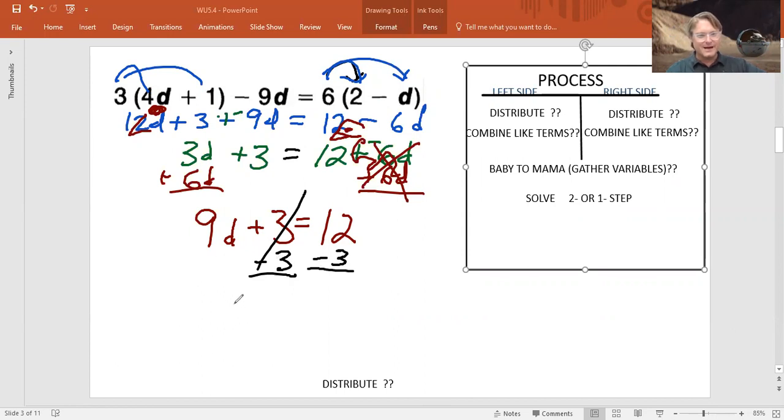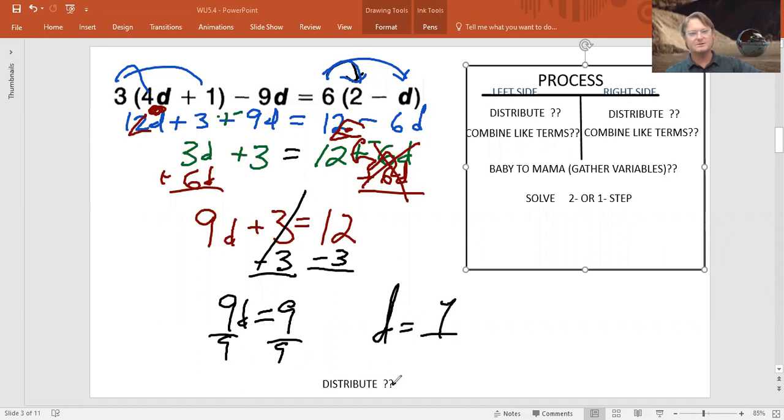And then I'm going to bring down the 9D. And then I got the 12 minus 3, which is 9. And then I'm going to solve the last thing. And guess what? You got it, ladies and gents. You divide it and you have a final answer. In this case, D equals 1.